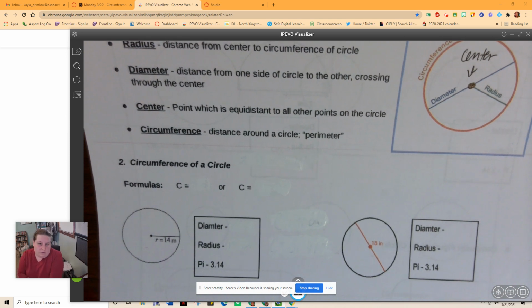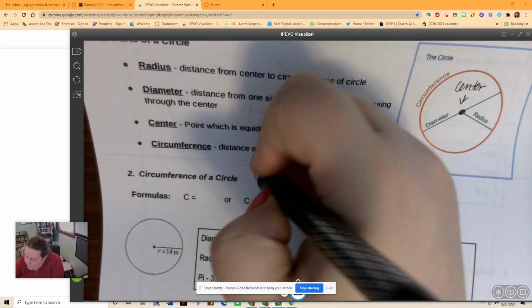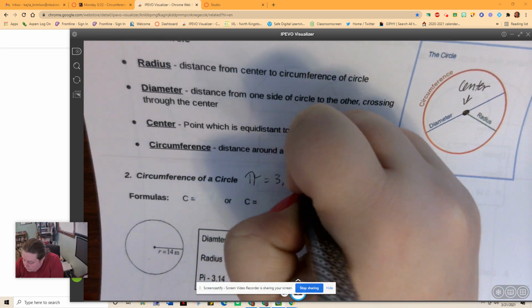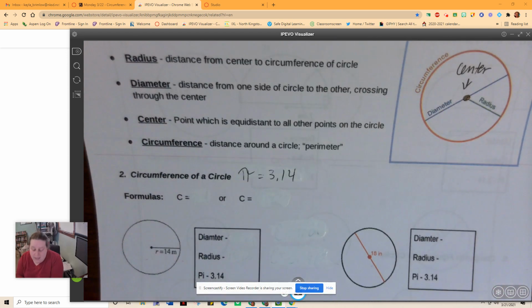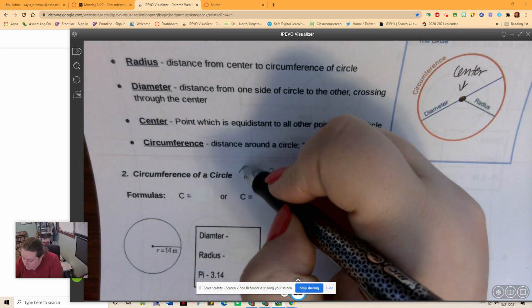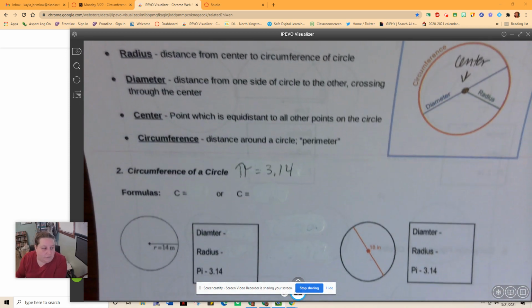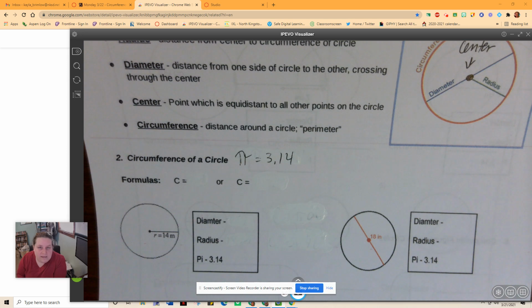It's probably the most famous irrational number. For our purposes, we're going to round pi to 3.14. So we're going to use pi as 3.14 in all of our examples. If you have the pi button on your calculator, you could use it. It's just going to make your answer more accurate. But pi is equal to 3.14.